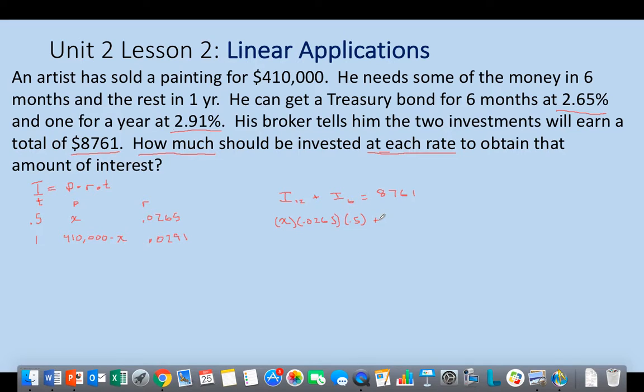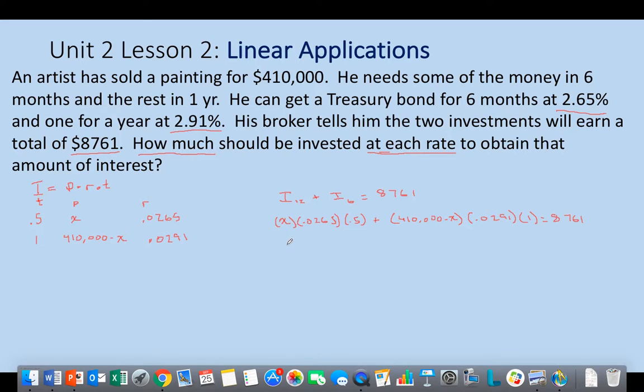Okay, so I've got that. And then plus the interest for the 1-year thing. Well, again, that's the principal, so 410,000 minus x, times the rate 0.0291, times the time, which would just be 1. This needs to equal the total, 8,761. All right, well, again, at this point, solving the equation isn't going to be the tough part.